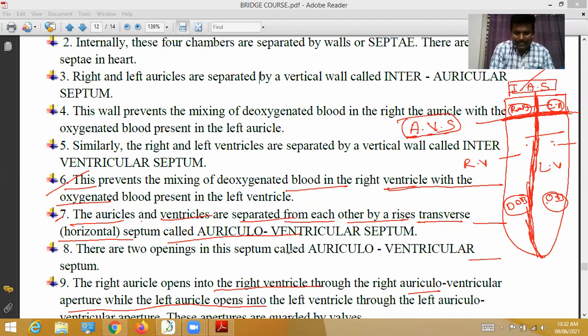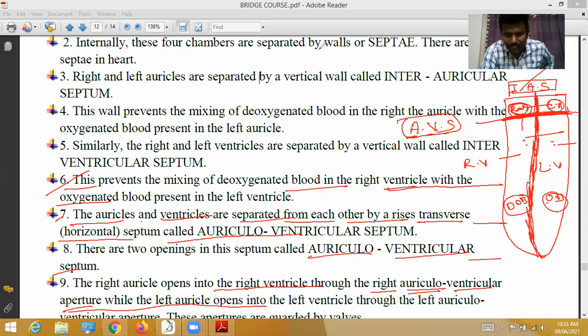There are two openings in this septum. Here one opening, and here one opening. The right auricle opens into the right ventricle through an opening present in the right direction. That is why it is called the right auriculoventricular aperture.